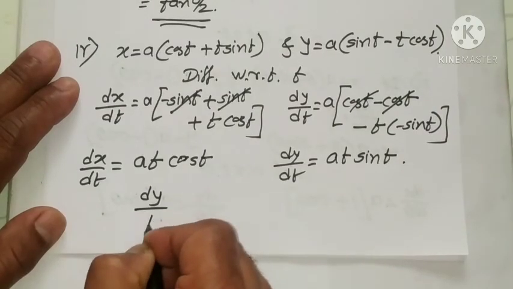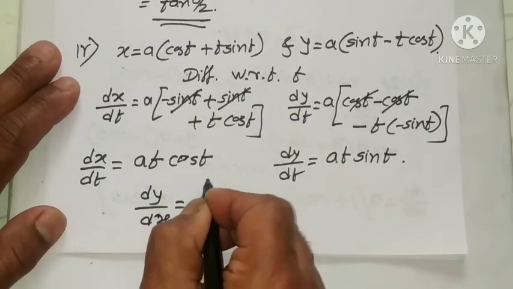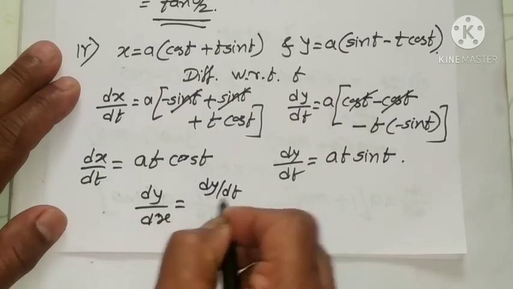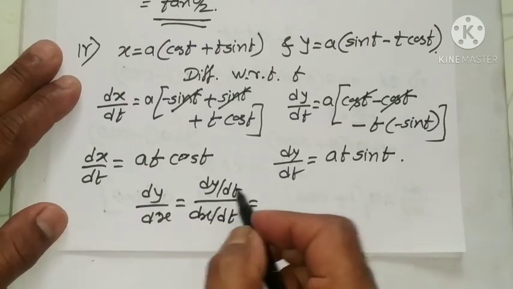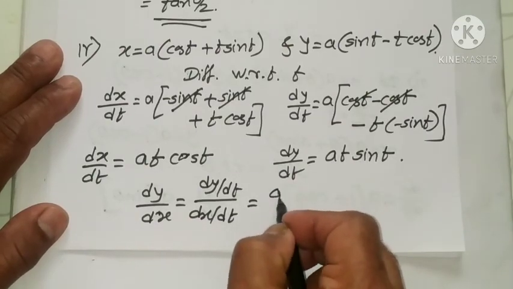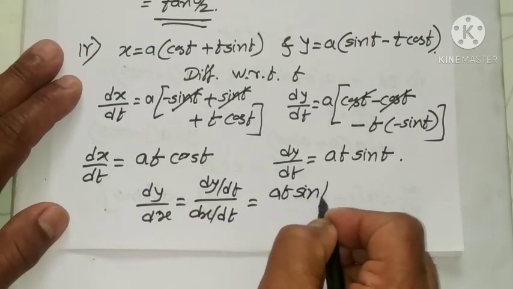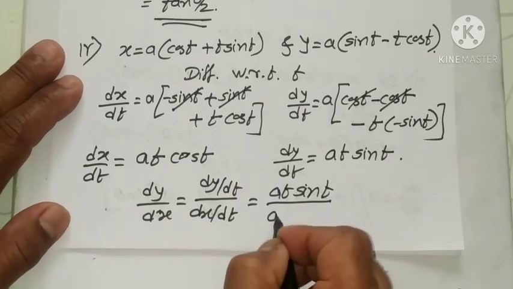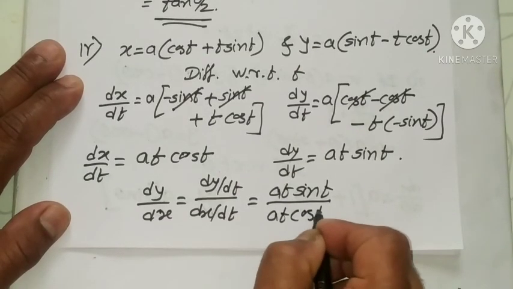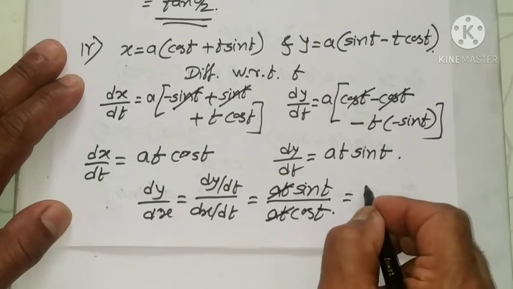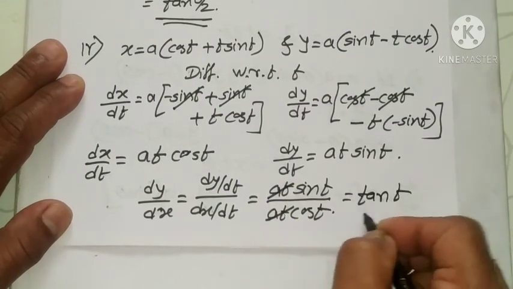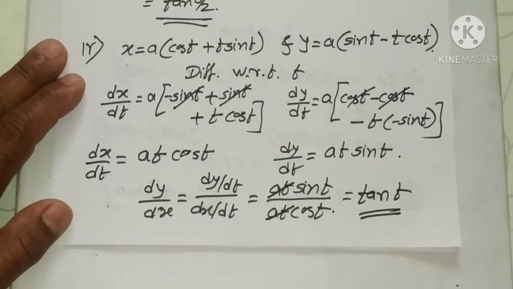Then dy upon dx is equals to dy upon dt divided by dx upon dt. Substituting the values, at sin t divided by at cos t. at get cancelled. Sin upon cos is tan. Tan t is the final result.